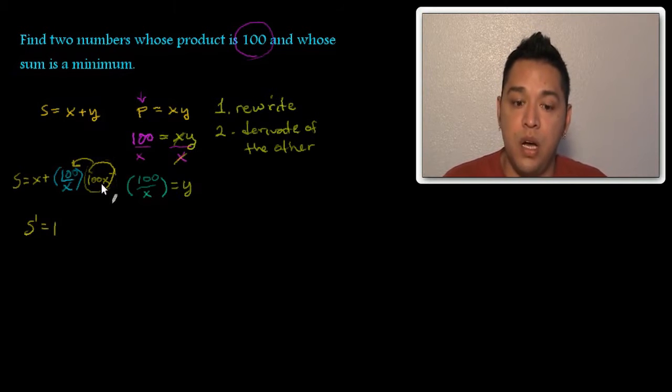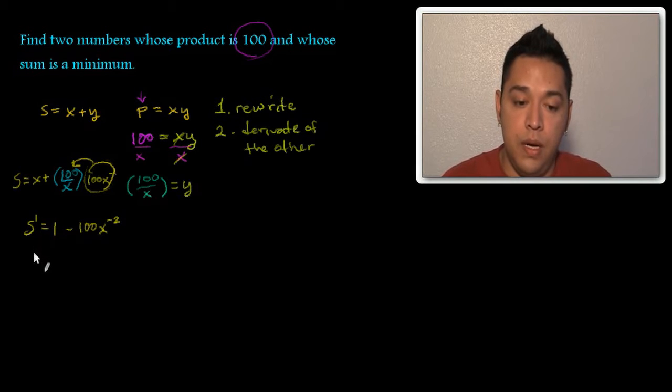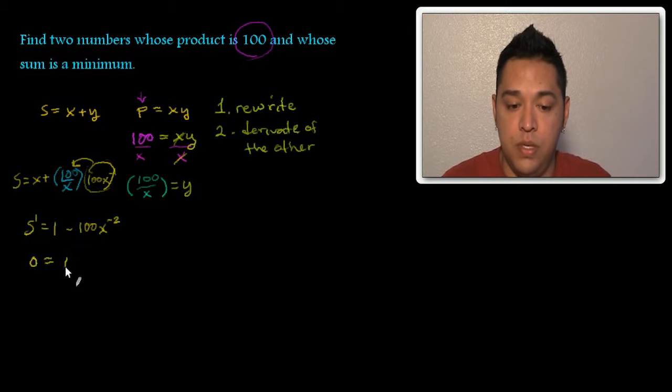Why? Because I want to use the power rule. Now I can use the power rule. A negative 1 times 100 is negative 100, and then I could decrement the power by 1, which would bring it down to negative 2. Now I can set this equal to 0 and find the critical points. 100 over x squared. I'm setting it equal to 0 because I want to put it into my number line.